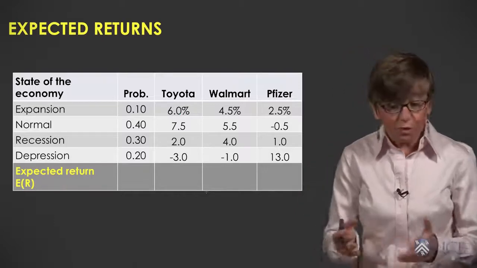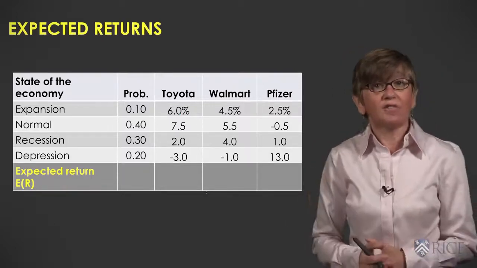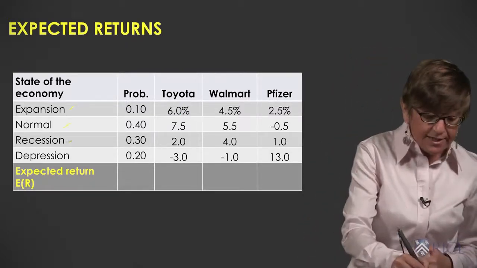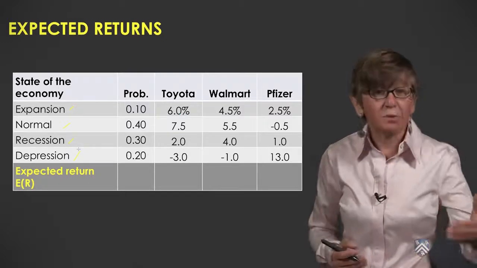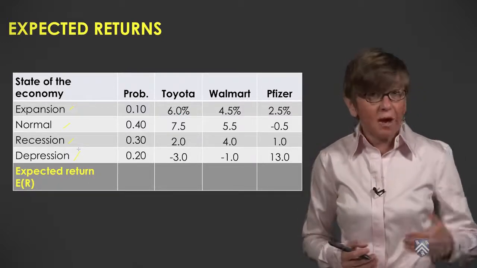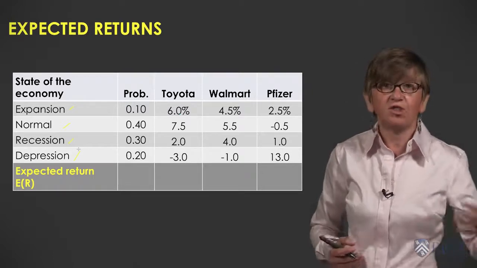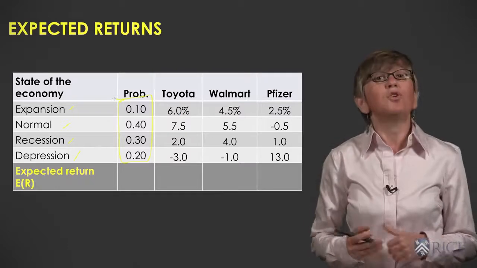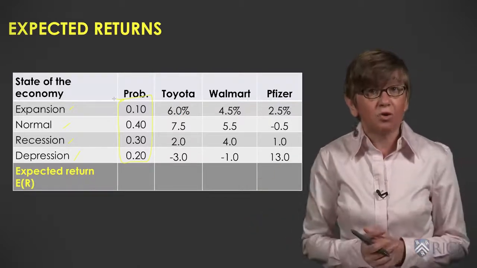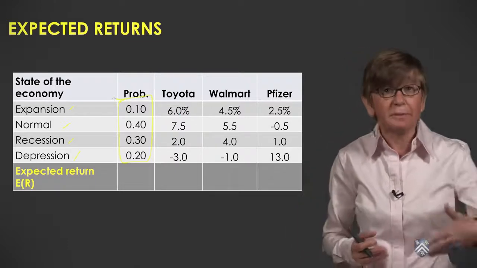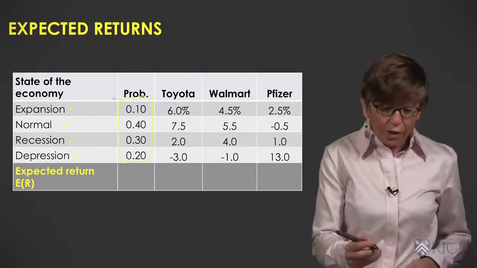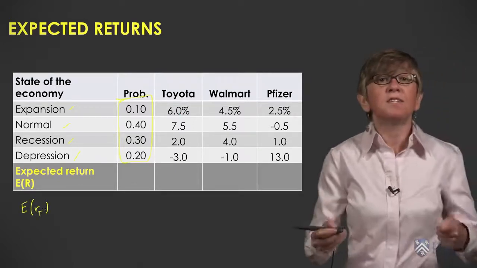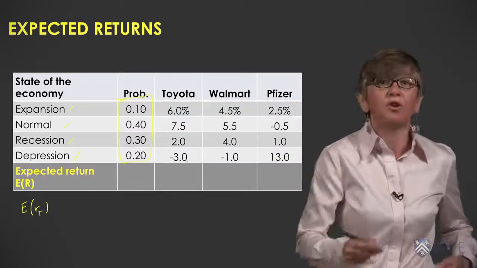Right, so here, suppose we have shares of stock of Toyota, Walmart, and Pfizer. And we have four possible states. We have expansion, normal times, recession, and depression. So these are the states of the economy with, let's say, these given probabilities. You learned before how to find the expected return given this probability distribution. So what is the expected return for Toyota, for example? Remember, it's the probability weighted average of the possible returns in each state.